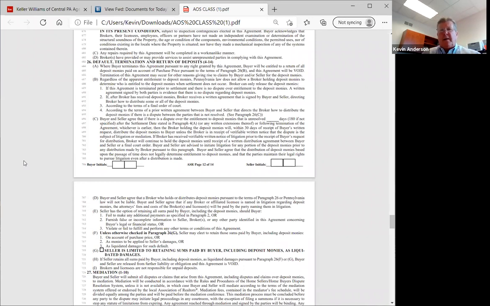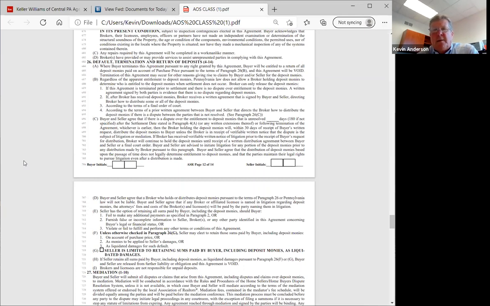Paragraph A just says, if the buyer has a right to terminate any part of this agreement, they have the right to do so, get their money back, and this agreement's null and void. Paragraph B says, regardless of the apparent entitlement to deposit monies, Pennsylvania law does not allow a broker holding deposit monies to determine who is entitled to the deposit monies when settlement does not occur. And we fielded a lot of calls from buyers saying, why don't I have my money, or sellers saying, why can't we get this resolved? The key is the broker's hands are tied.